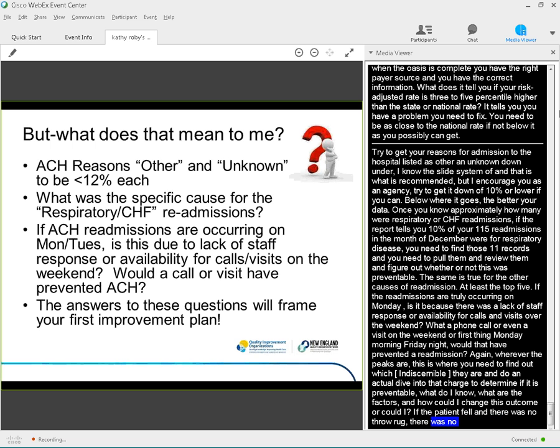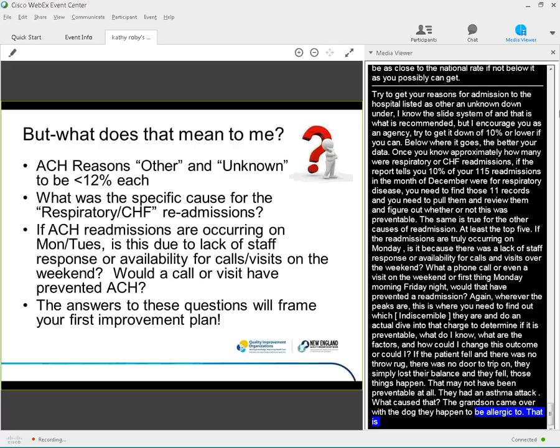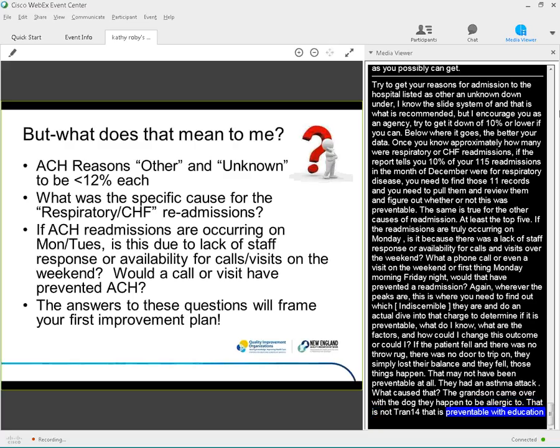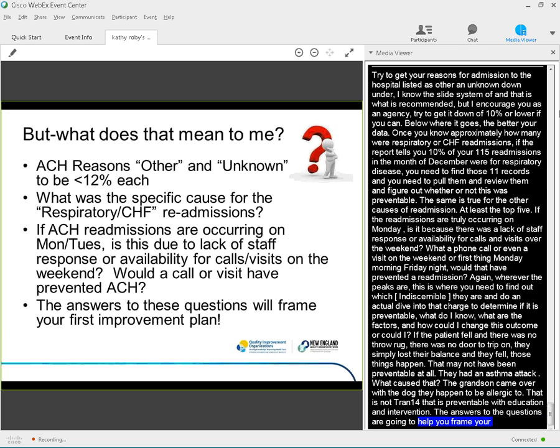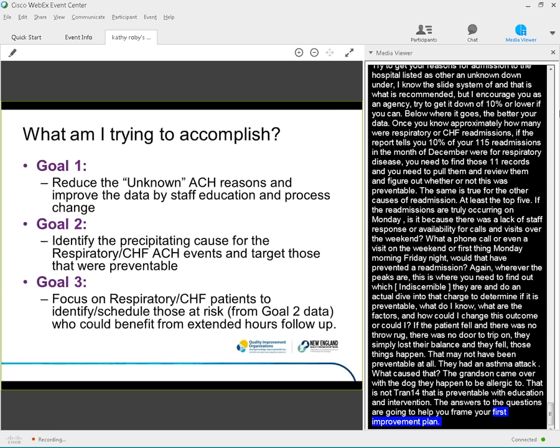They had an asthma attack. What caused that? The grandson came over with the dog that they happened to be allergic to. That is preventable with proper education and a little intervention. The answers to the questions are going to help you frame your first improvement plan. That's why we have these questions. That's why you need to frame your plan based on the information you gather, first from these reports and then from your deeper dive into the charts themselves.